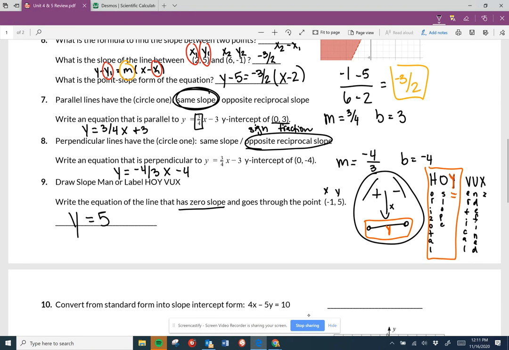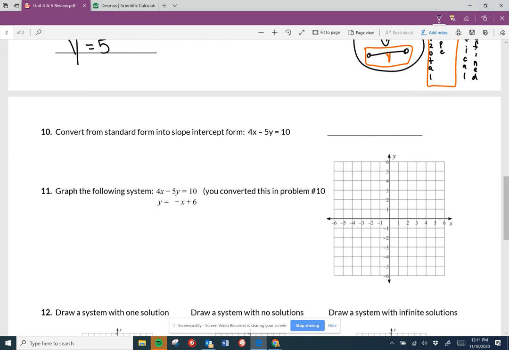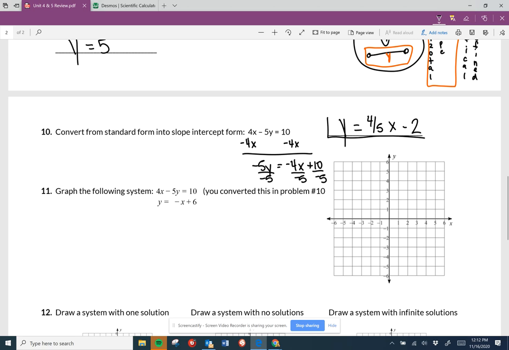Okay. Number 10 asks us to convert the standard form into slope-intercept form. So given this equation, I need to get y by itself. So I'm going to subtract 4x from both sides. Then I'm going to have negative 5y equals negative 4x plus 10. Then I'm going to divide everything by negative 5. Okay? Negative 5y divided by negative 5 is positive 1y. Negative 4 divided by negative 5 is positive 4 over 5x. And then 10 divided by negative 5 is negative 2. Okay? So this is our answer that's converted into slope-intercept form.